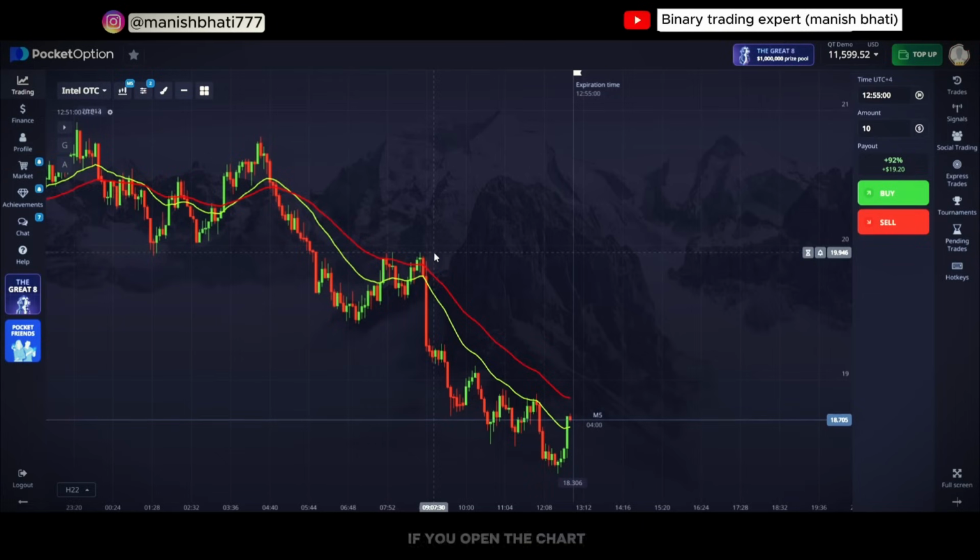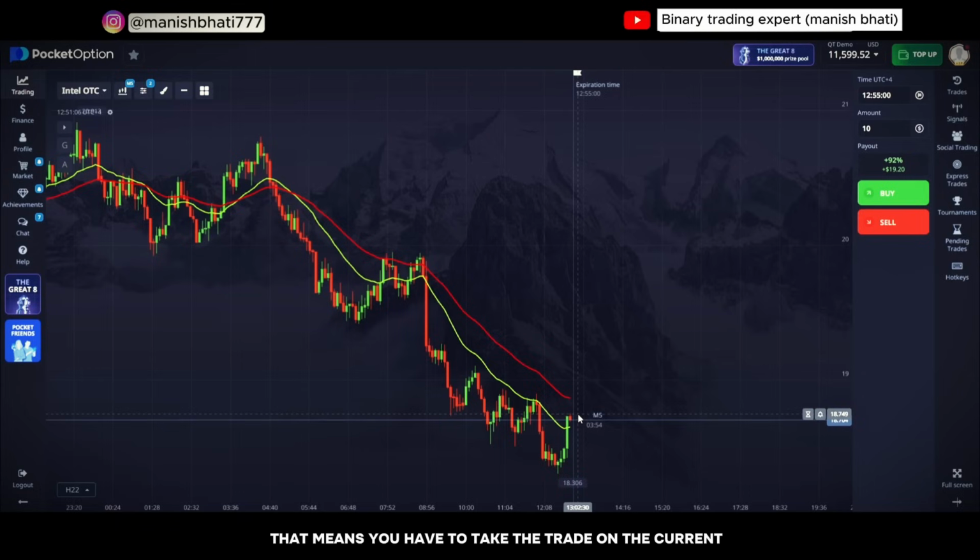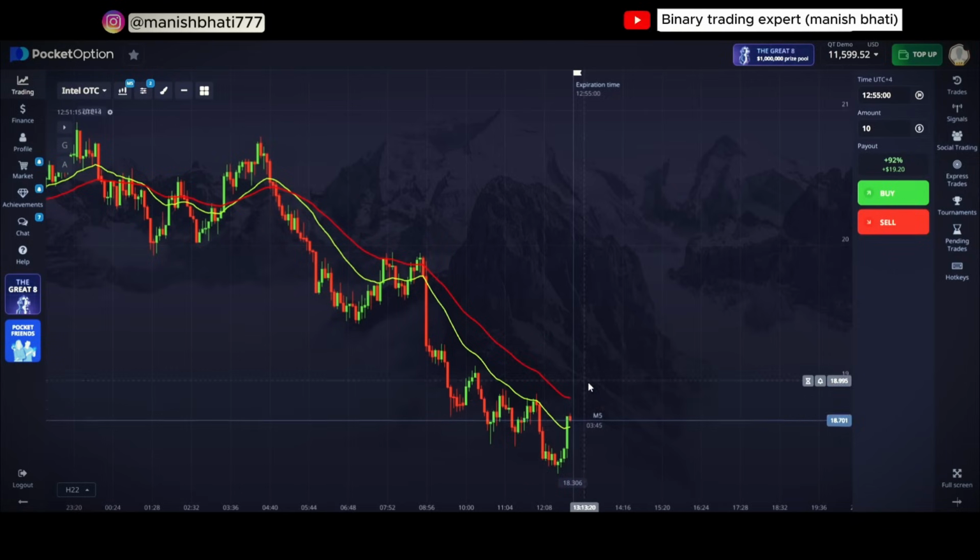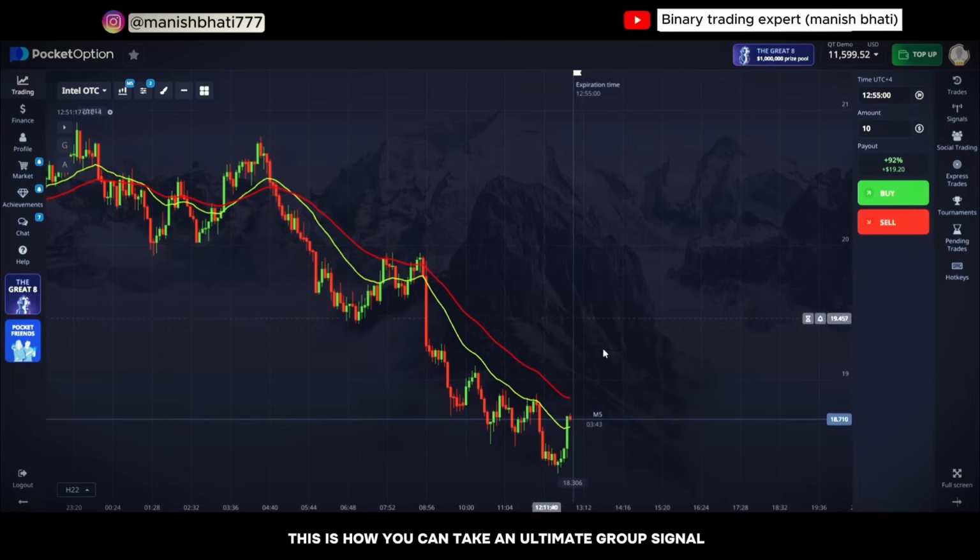If you open the chart and the next candle has already opened and there are 3 or 4 minutes left, that means you have to take the trade on the current candle. But we provide signals 20 seconds before the candle starts. So you have to take the trade after those 20 seconds when the new candle opens. This is how you can take an ultimate group signal.